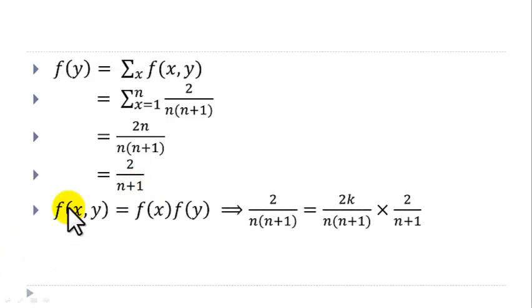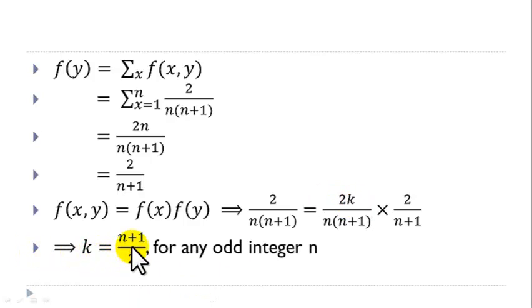So therefore, the joint probability function f of xy, which is equal to f of x times f of y, implies 2 all over n into n plus 1 is equal to 2k all over n into n plus 1 times 2 all over n plus 1. Now, solving this equation for k, we obtain k equals n plus 1 all over 2. And this is true for any odd integer n.